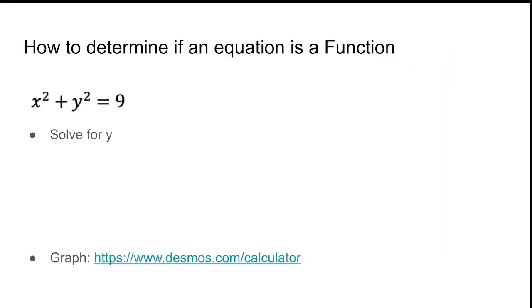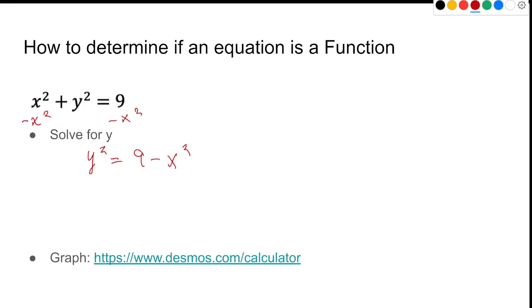Well, what if they don't give us a graph, but they give us an equation? So I'm going to show you two ways we can approach this. One way is we will take the equation and solve it for y. So in this case, x squared plus y squared equals 9. Let's subtract x squared from both sides. And so we're going to get that y squared equals 9 minus x squared.